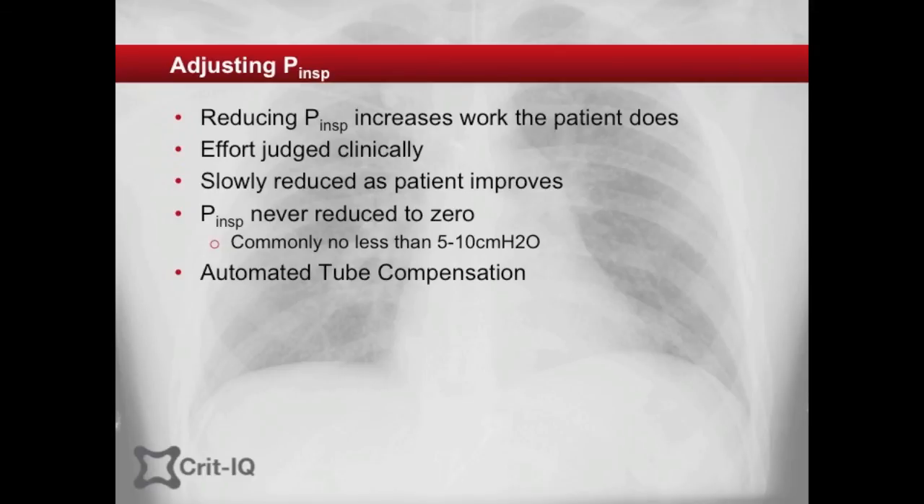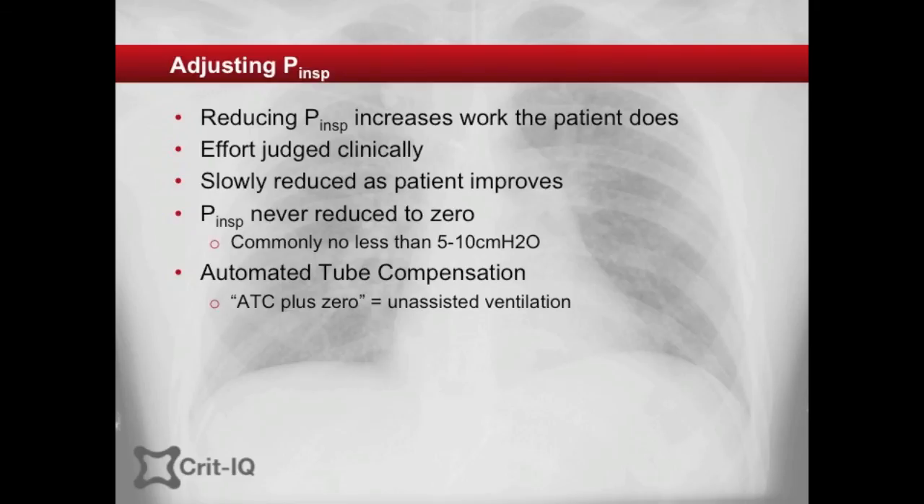Some ventilators, however, have a setting known as automated tube compensation or ATC. When this setting is activated, the ventilator calculates, based on the tube size and circuit type, the exact pressure required to overcome this resistance. In this situation, the inspiratory pressure can be set to zero, indicating that no additional inspiratory support is being given to the patient other than that required to overcome the endotracheal tube and circuit resistance.